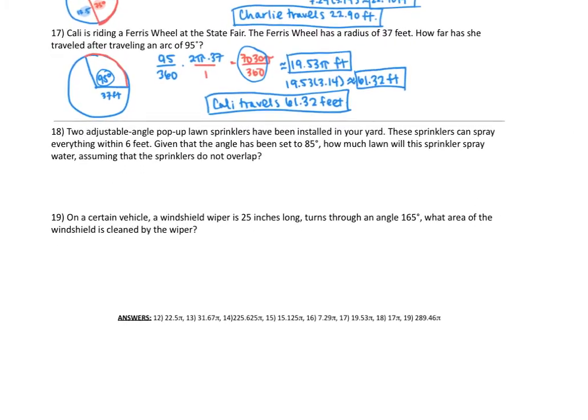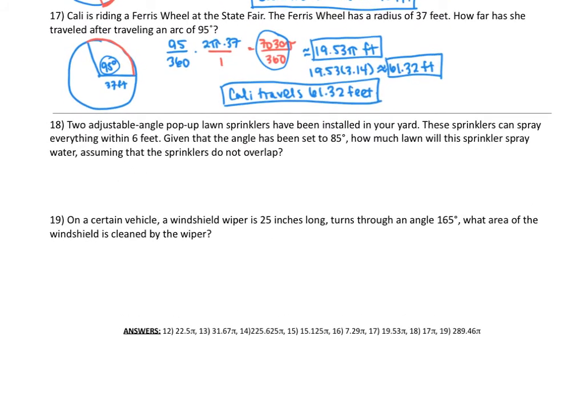All right, looking at number 18. So it says 2 adjustable angle pop-up lawn sprinklers have been installed in your yard. These sprinklers can spray everything within 6 feet. Given that the angle has been set to 85 degrees, how much lawn will the sprinkler spray water? Assuming the sprinklers do not overlap. So I'm just going to draw one sprinkler. So if this is 85 degrees, we know that it sprays everything within 6 feet.